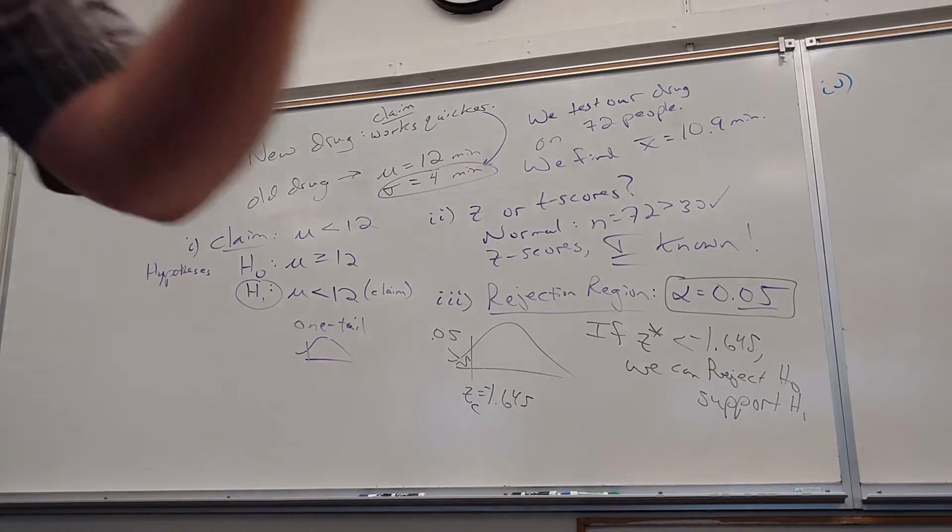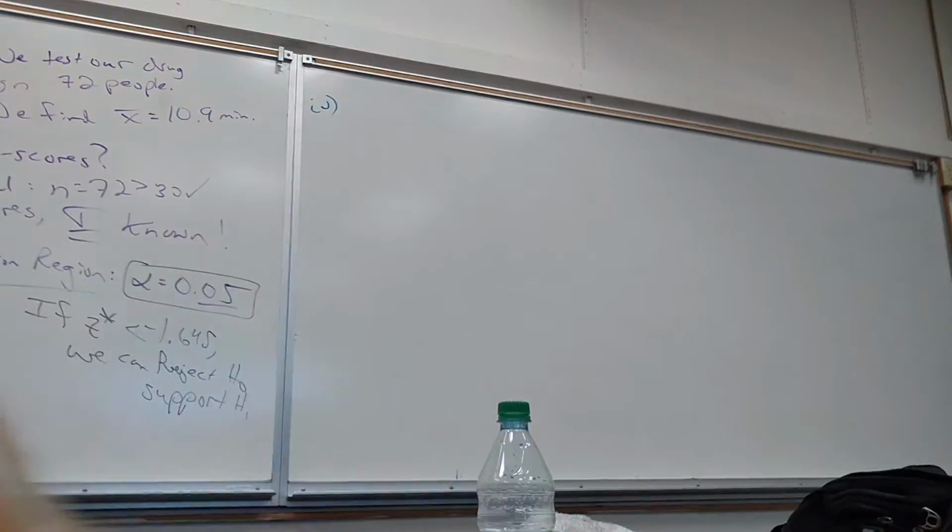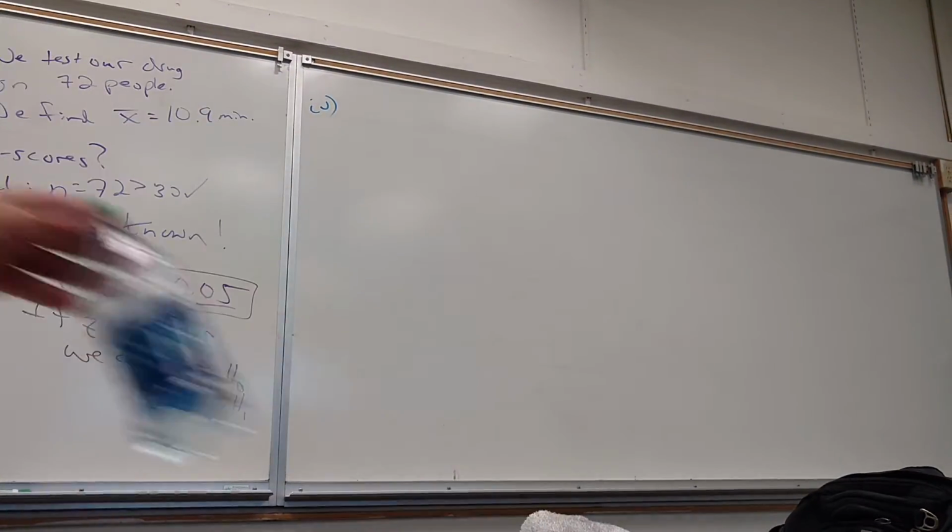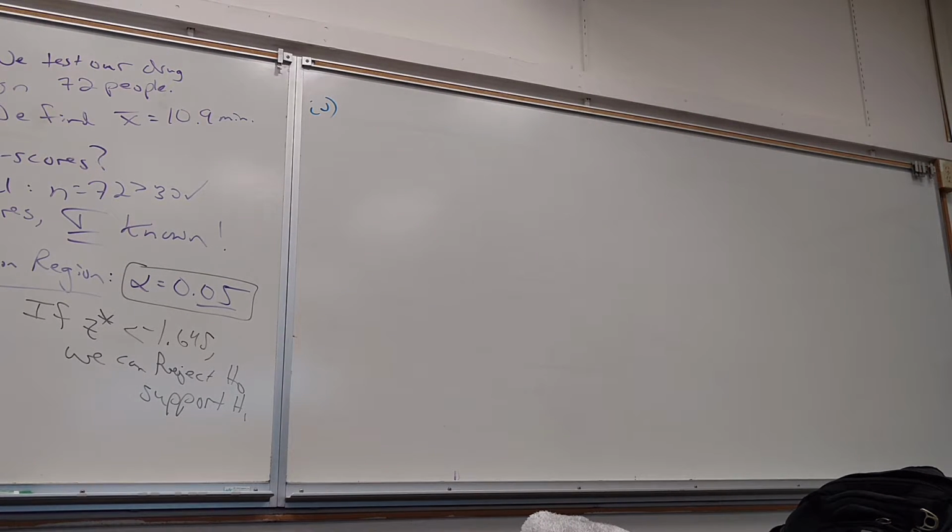Can you explain again what Z star is? I mean, I get it, but I don't get it. Z star is just the Z-score we're about to calculate. The only reason I put a star in it is so I can tell it apart from this guy, which is what we get from alpha. So the critical Z is the one from alpha, and Z star is the one we're going to calculate right now. All right, I'll stick with you.